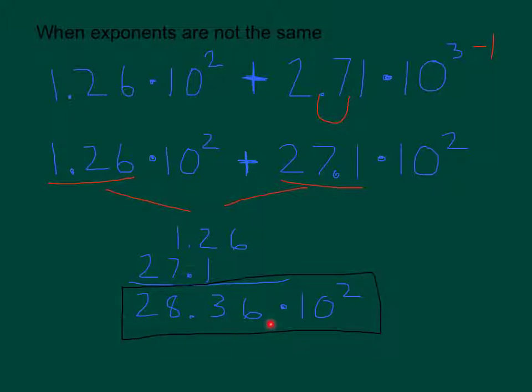Our coefficient is not a number between 1 and 10, so we have to again move this decimal back. To do this, we have to use our exponent rules again. This was a movement of the decimal left, and we know when we move the decimal left one time, we also have to add 1 to the exponent. So our complete solution would be 2 and 836 thousandths times 10 to the third power would be our final solution. Let's try another example where we have to move the exponent.